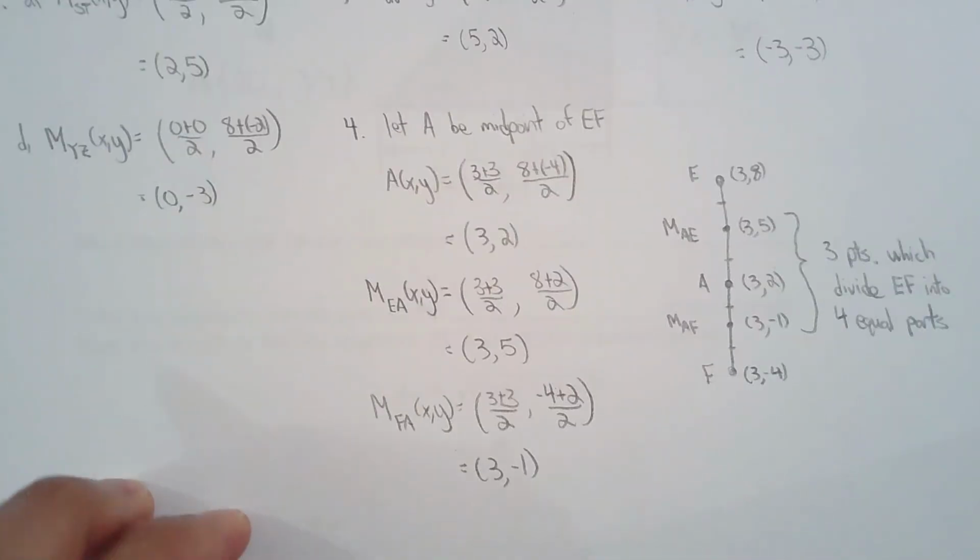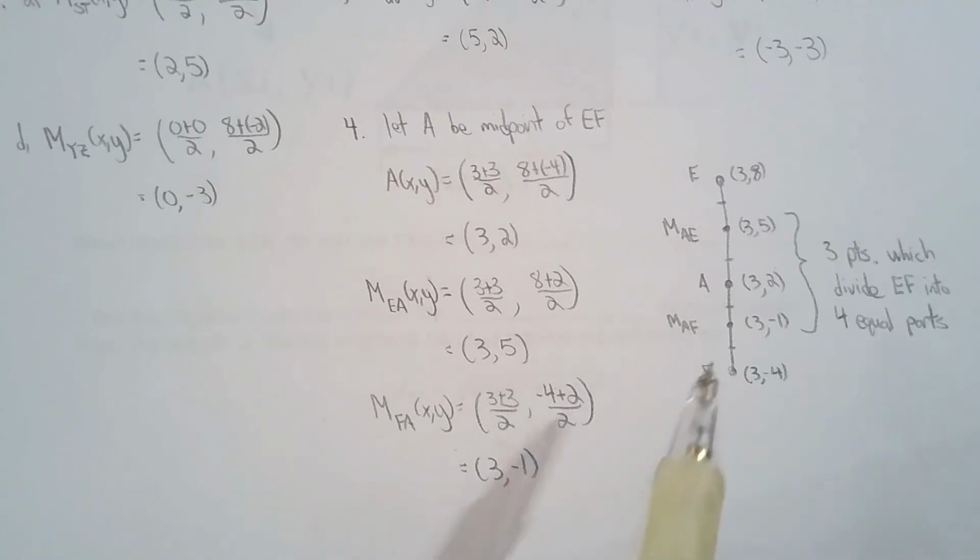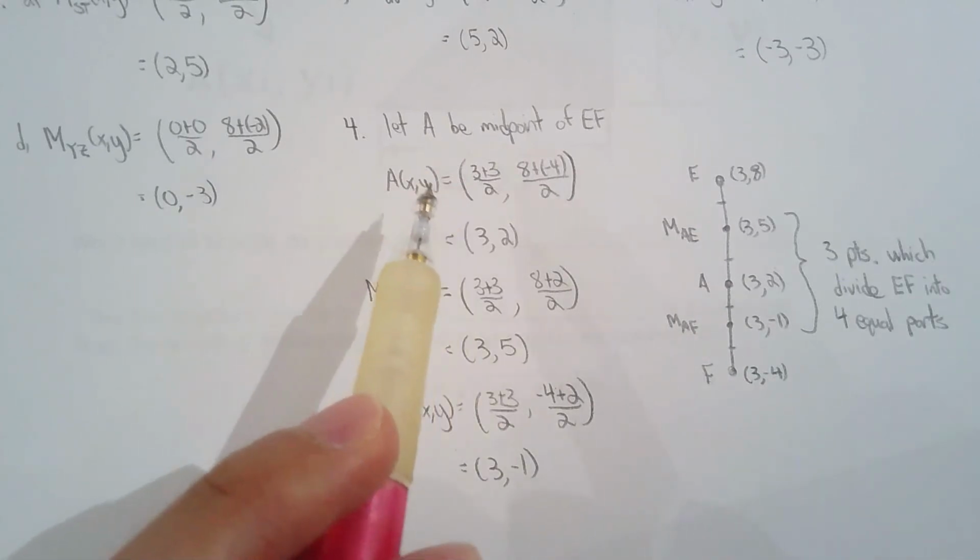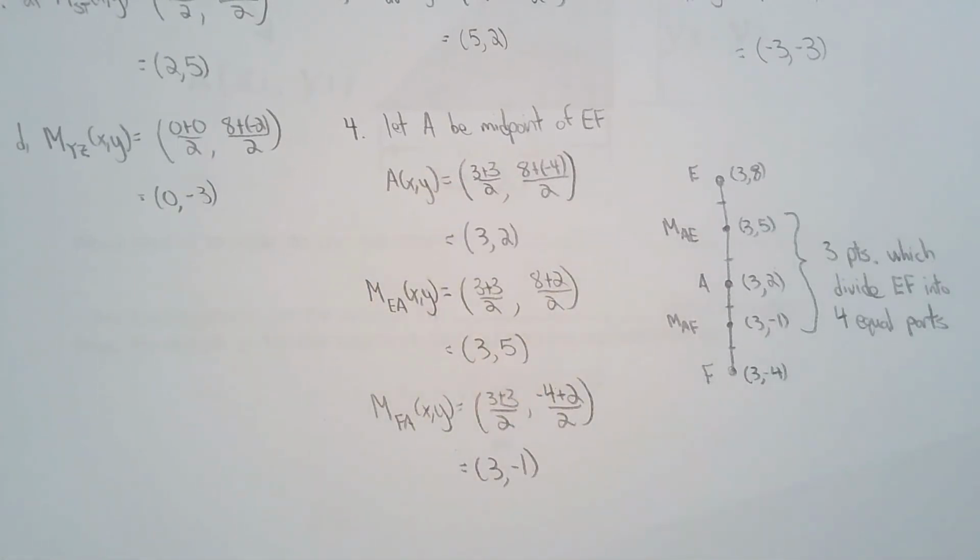Now question 4 was basically the same as question 2, except for the fact that the line segment was vertical. So same thing, I found the midpoint of EF, which I labeled as A, and then I found the midpoint of EA and AF, and that gives me the 3 points which divide EF into 4 equal parts.